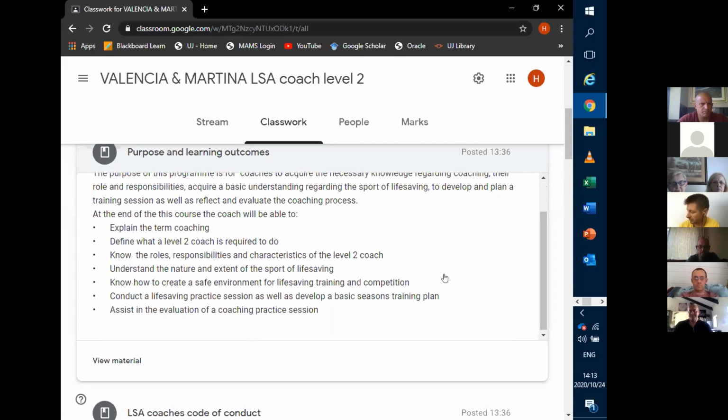Also, we have to get to understand the sport, because the sport is now both surf and pool, and it's a good thing that we have now joined together, and it only strengthens the sport as a whole. We will go through different sessions. We'll go through the code of conduct. We'll go through the responsibilities of a coach. We'll go through planning of training sessions.